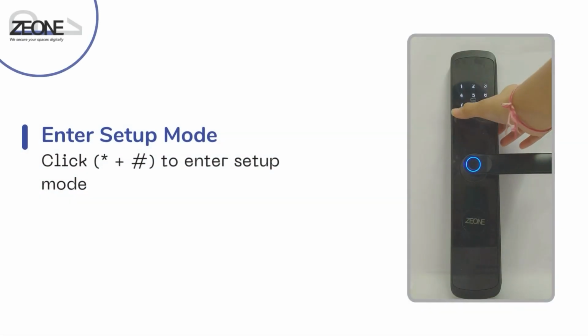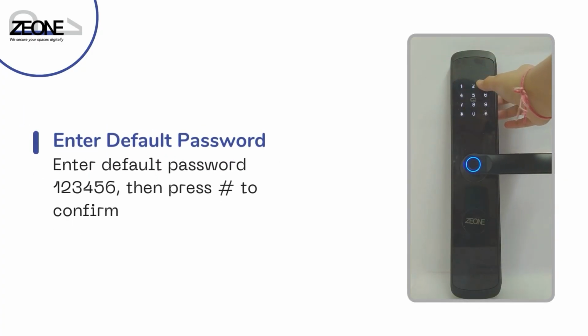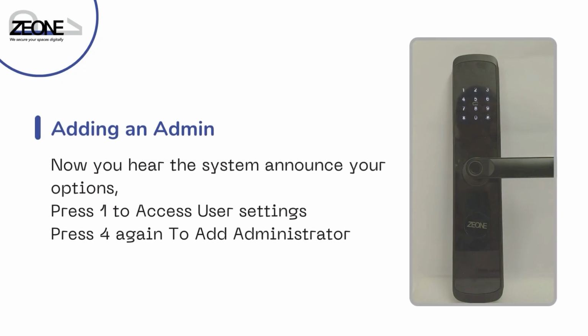Enter setup mode. Click star plus hash to enter setup mode. Enter default password. Enter 123456, then press hash to confirm. Adding an admin. Now you hear the system announce your options.